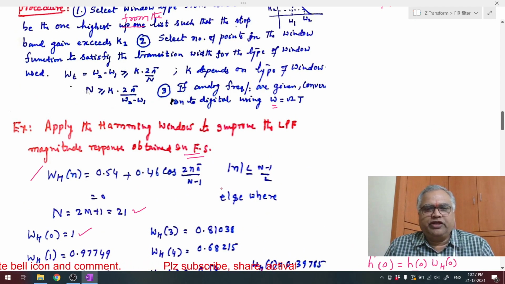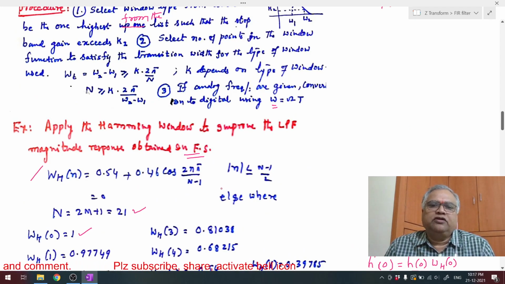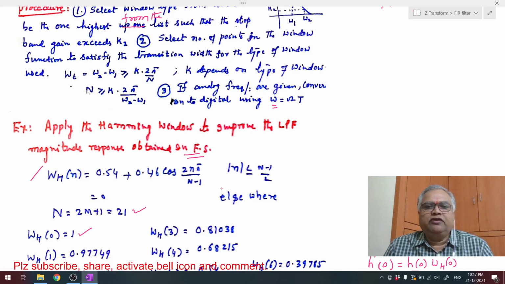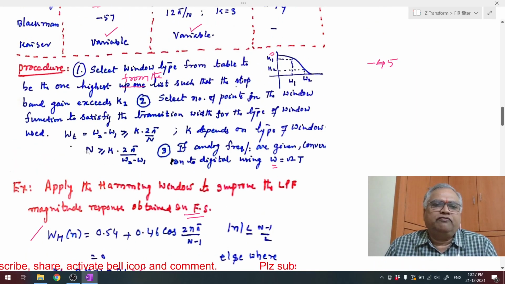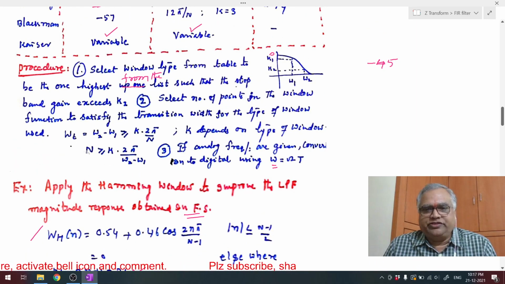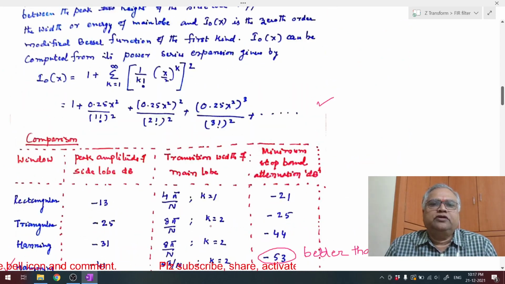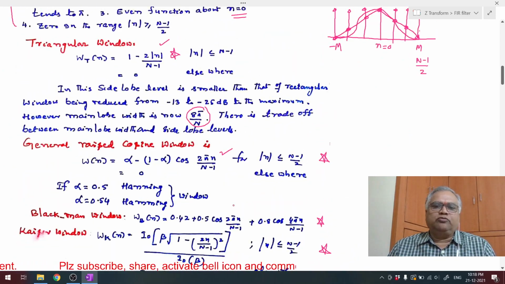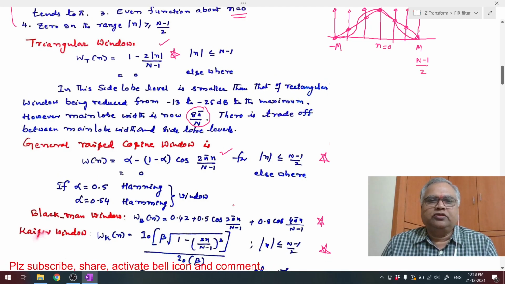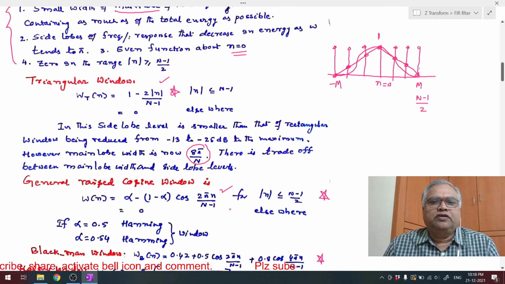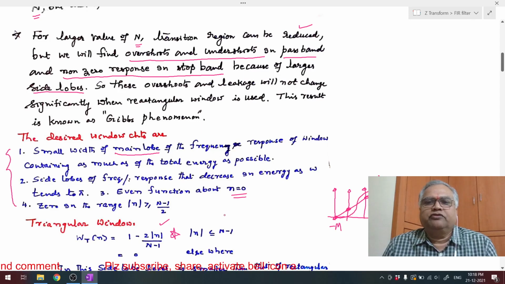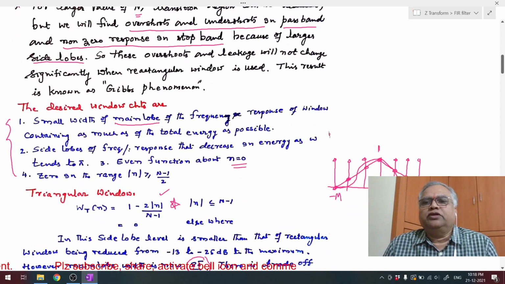Window techniques are developed based on Fourier series. First, using Fourier series, you have to find h of n, which is further improved with the help of windowing techniques. So this topic is over. The third unit is almost over with this, and you need to practice problems based on different windows. Until then, bye.